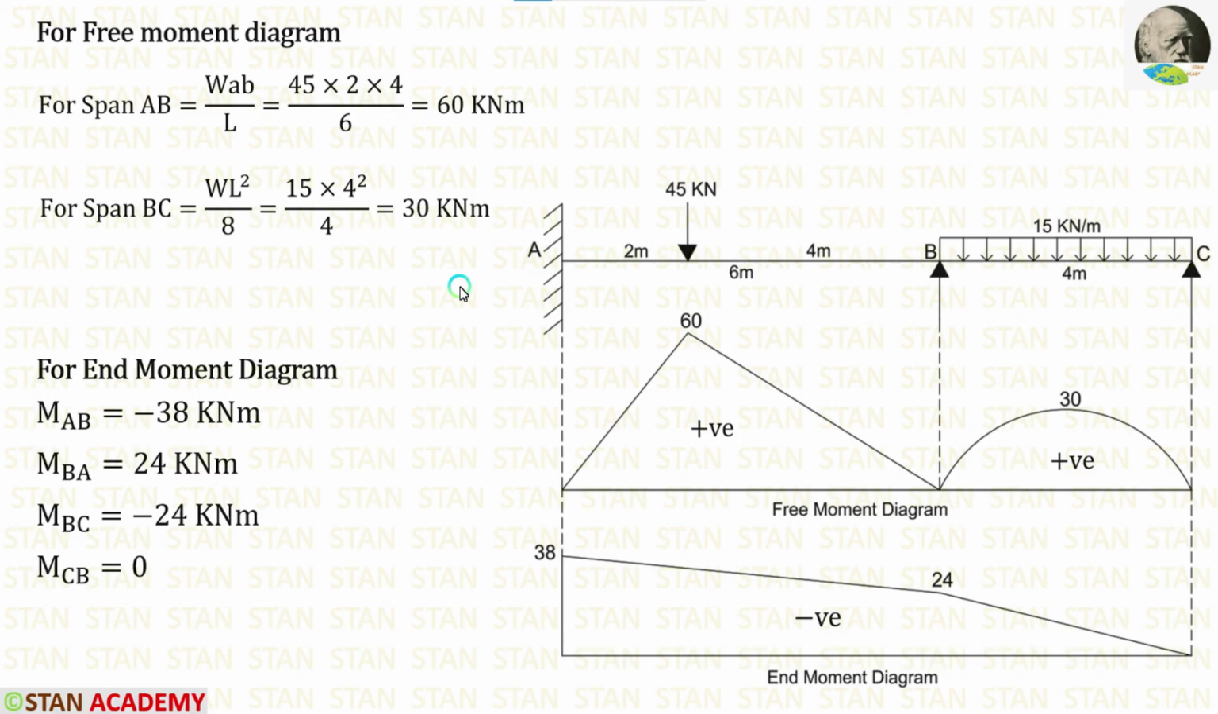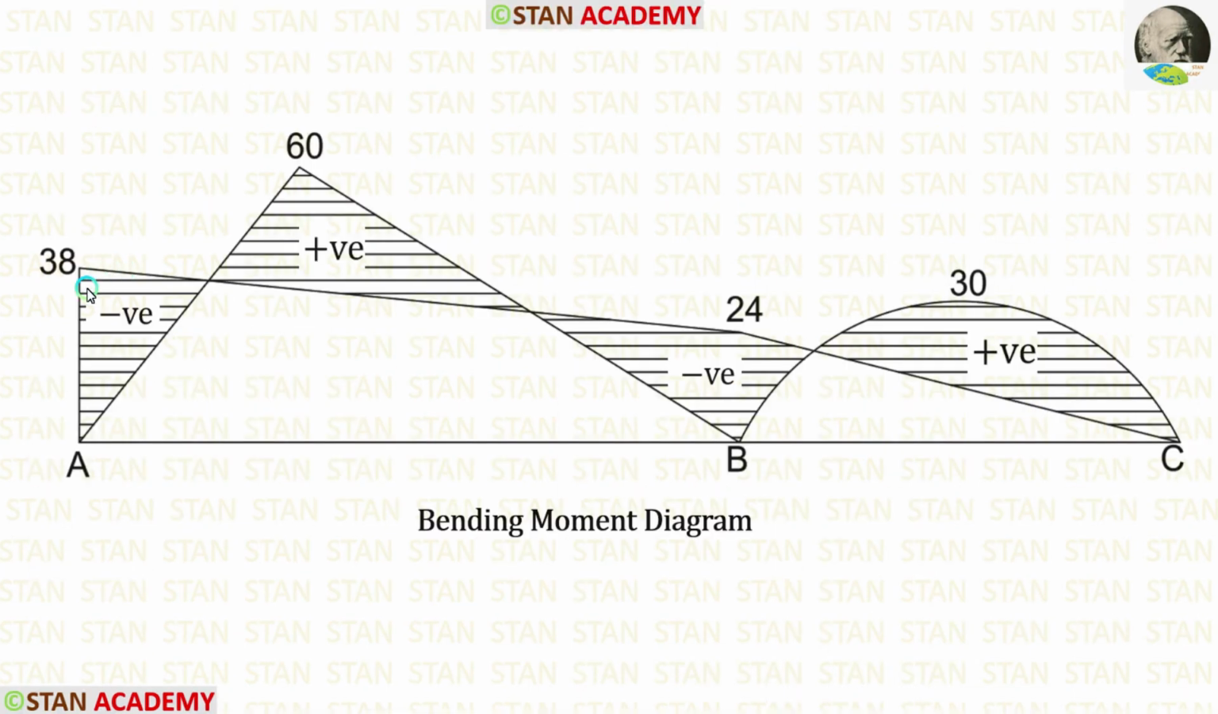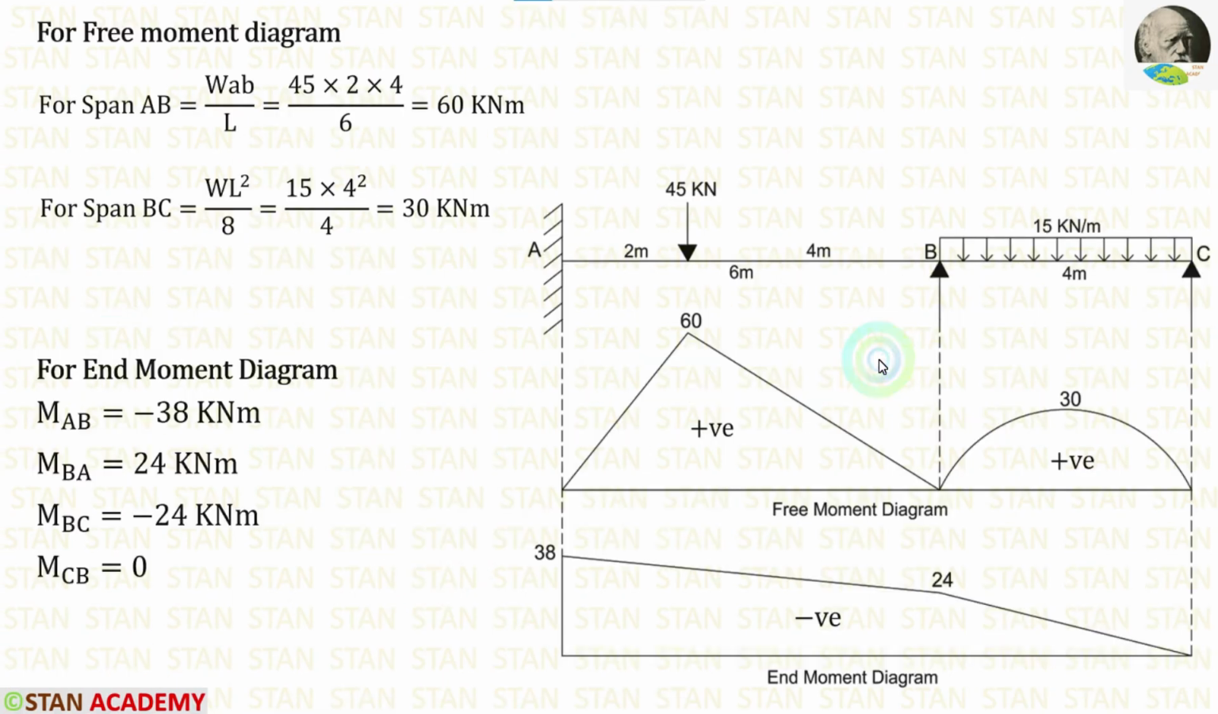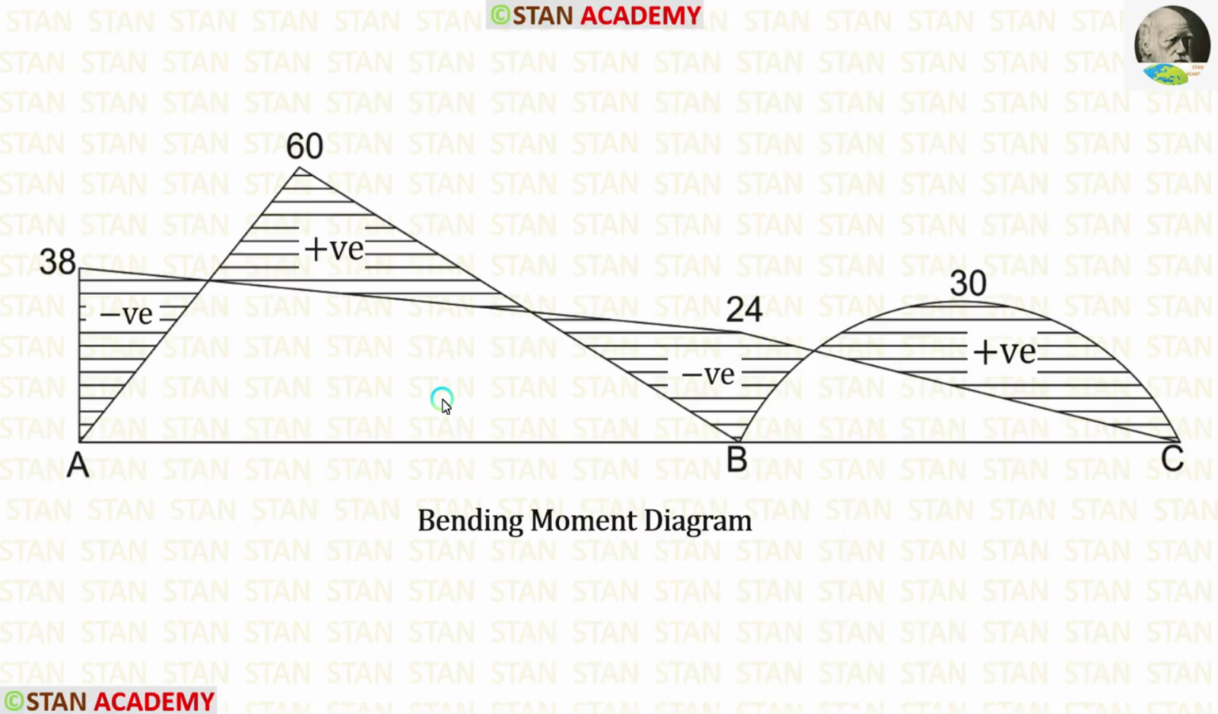Now we can combine the free moment diagram and end moment diagram. Wherever they are acting alone, we have to mark the sign with the values. If they are acting together, we are not marking anything. We just keep the space empty. If you are very experienced, no need to make the free moment diagram and end moment diagram. You can make the bending moment diagram directly.